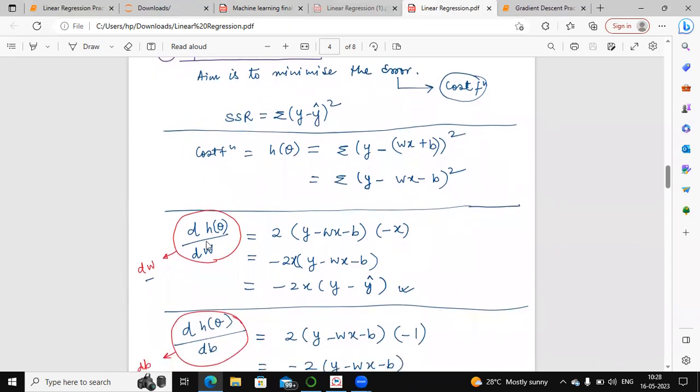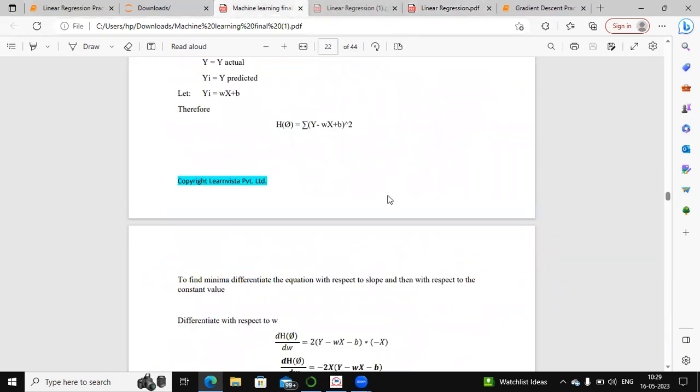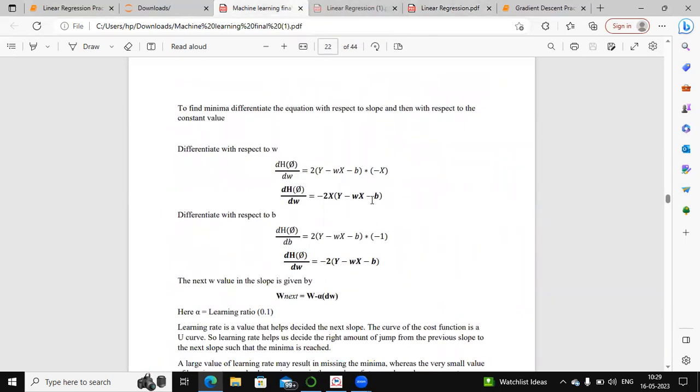When you differentiate with respect to W, we get 2 into (y minus wx minus b) into minus x. We are differentiating with respect to dW, so we get the coefficient of W, which is x. It is negative, so minus x. So dW is minus 2x into (y minus wx minus b). Check this: minus 2x into (y minus wx minus b).